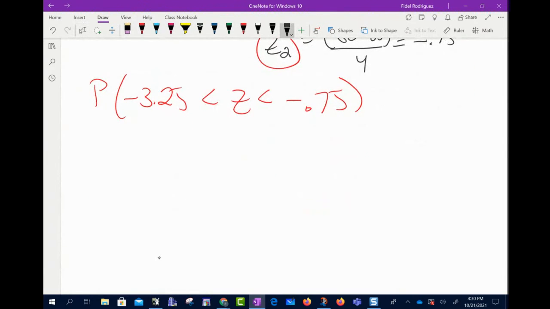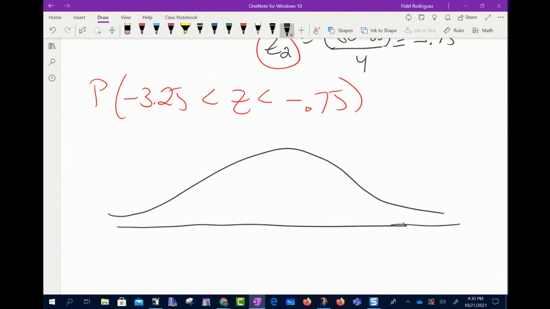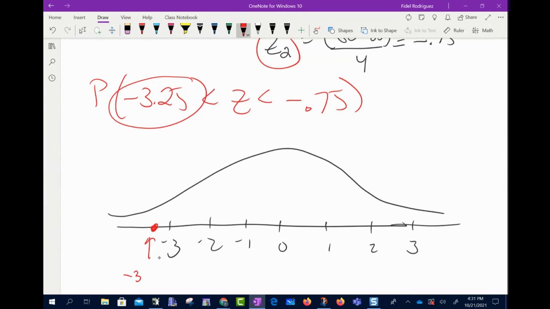So just like we did before, y'all, I'm going to draw my picture. It looks something like this, right? Here's 0, 1, 2, 3, minus 1, minus 2, minus 3. And the two numbers that we want to place on here are this one, negative 3.25, which is all the way over here, and negative 0.75, which is right about here. Okay.